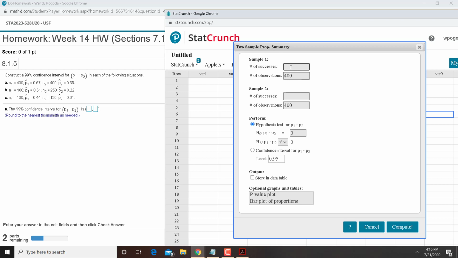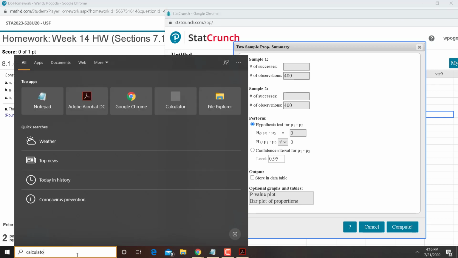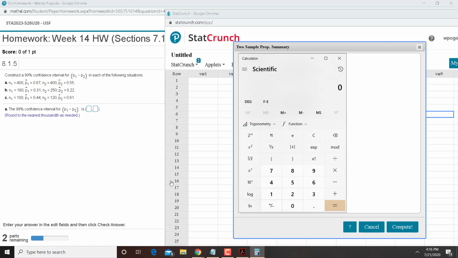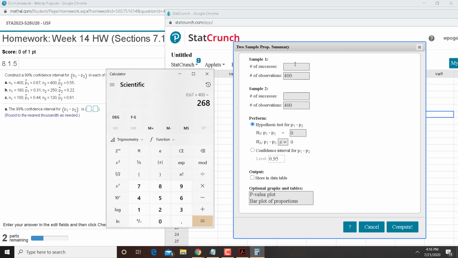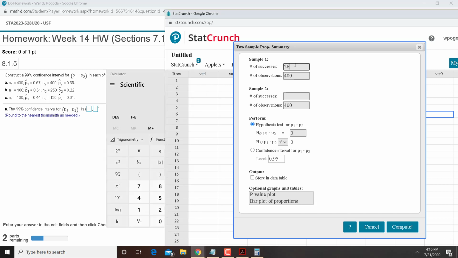The way the software works, it wants the number of successes, not the sample proportion. So we're going to have to do a quick calculation here. So let me just take out a calculator and do that. All right, so if 67% of the sample are successes in the first group, so if I just do 67% of 400, of just means multiply, I get 268. So 268 is going to be my first number of successes.